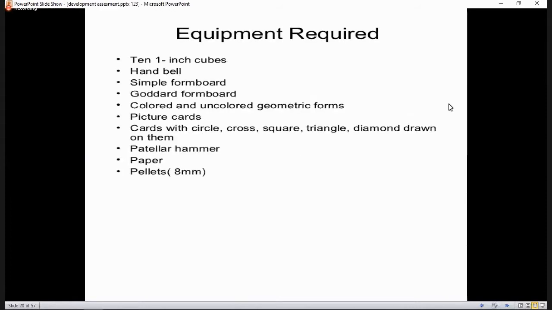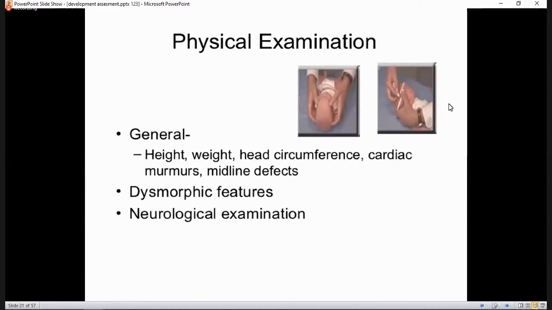Equipment, not much is needed except you should have a picture card. You could have different colors, a hammer, paper, all these things. In general physical examination, you have to first go for the general physical examination. What do you see? The first thing you see is any dysmorphism.